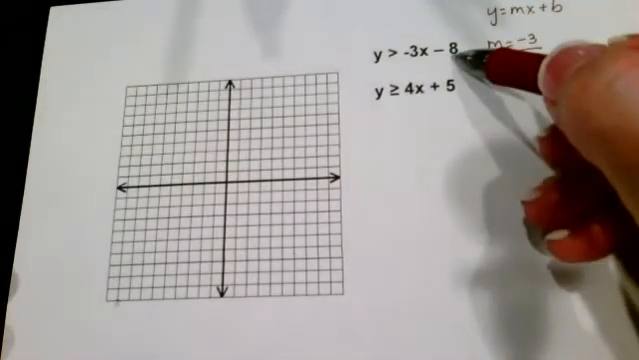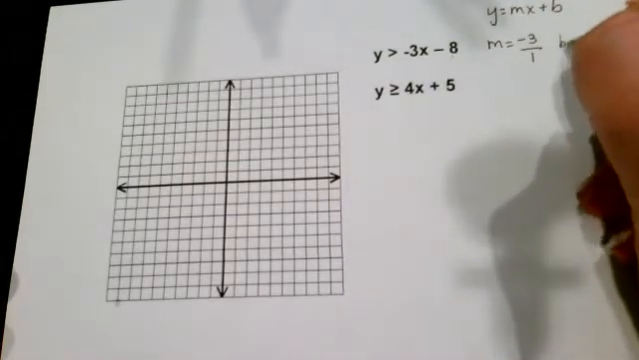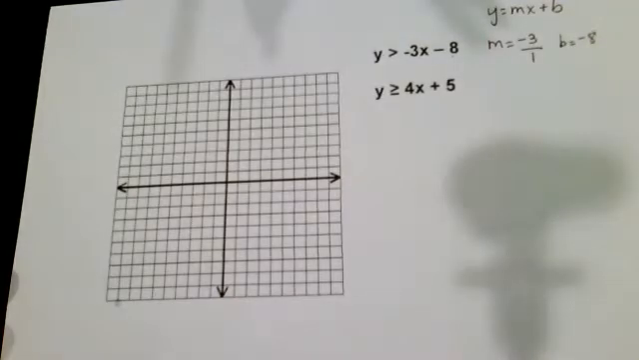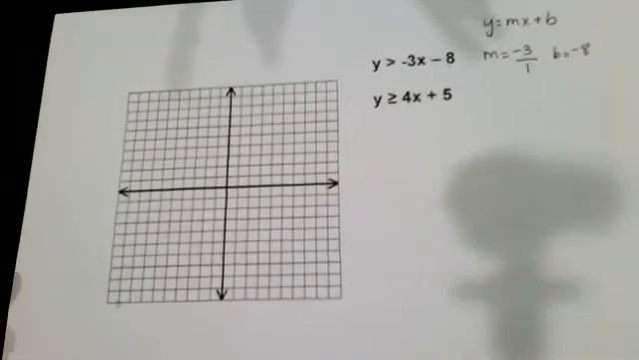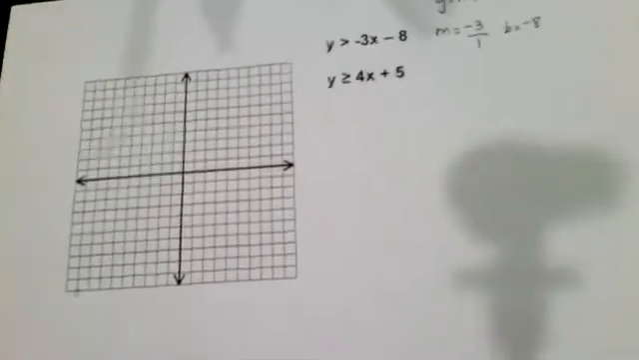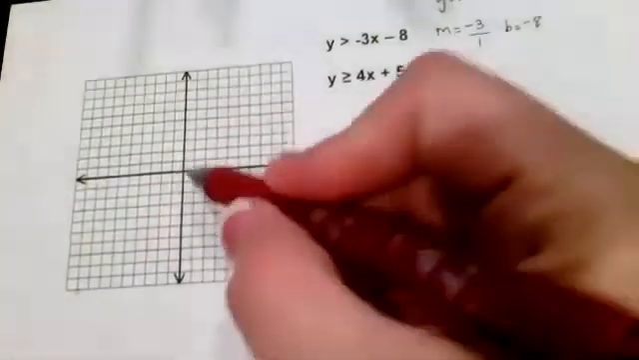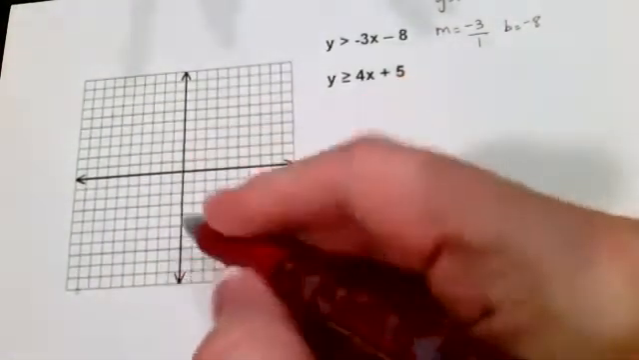I can also tell that the negative 8 is in the place of the b, and that tells me the y-intercept. Let me scoot over here a little bit so you can see that. So I'm going to put the negative 8. I'll start on the y-axis down here at negative 8.